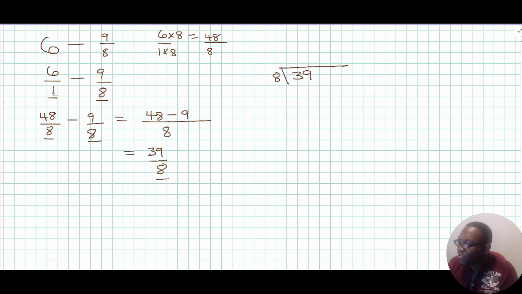So how many groups of 8 are in 39? I'll say there are 4. 4 multiplied by 8 is 32. And so subtracting 32 from 39, we're left with 7. So this is going to give us 4 as our whole number, 7 is our remainder, and we're dividing by 8. So that's how you do that.